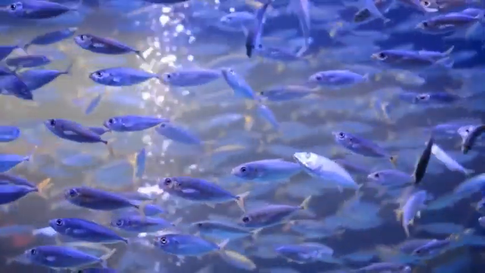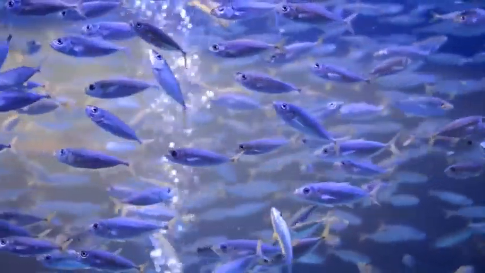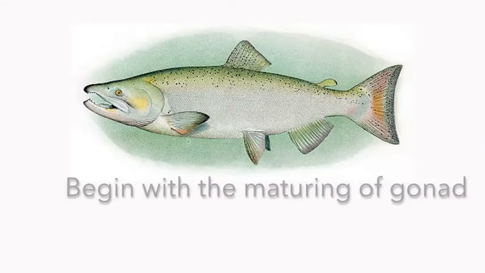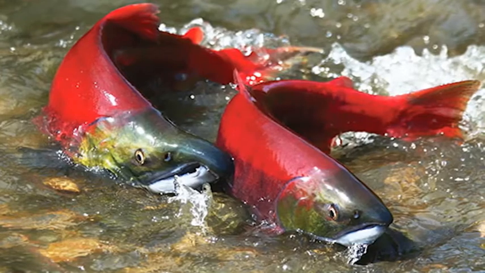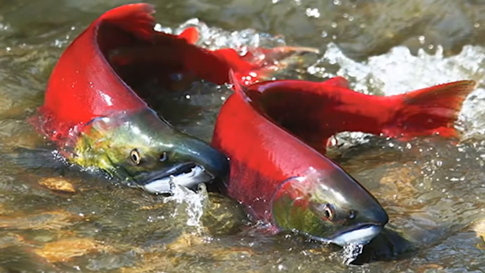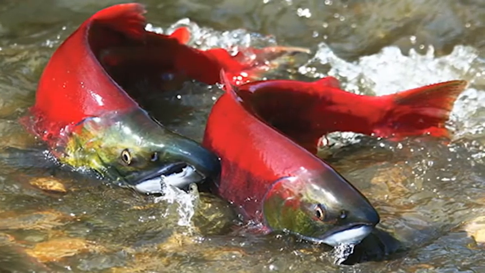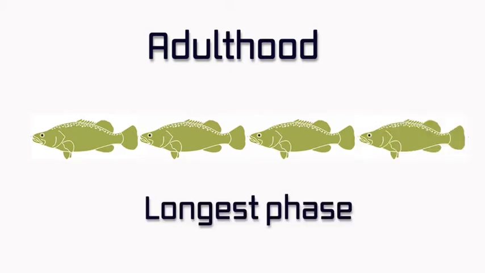Once the functional gonad is fully developed, it will be the end of their juvenile life stage. Adulthood begins when the reproduction capability is fully functional. It will begin with the first maturing of gonad and end when it no longer can reproduce. Changes of color pattern, spawning behavior, and secondary characters in certain species will be clearly observed during this period. The adulthood could be the longest phase in many fish lives as it can last for many years.